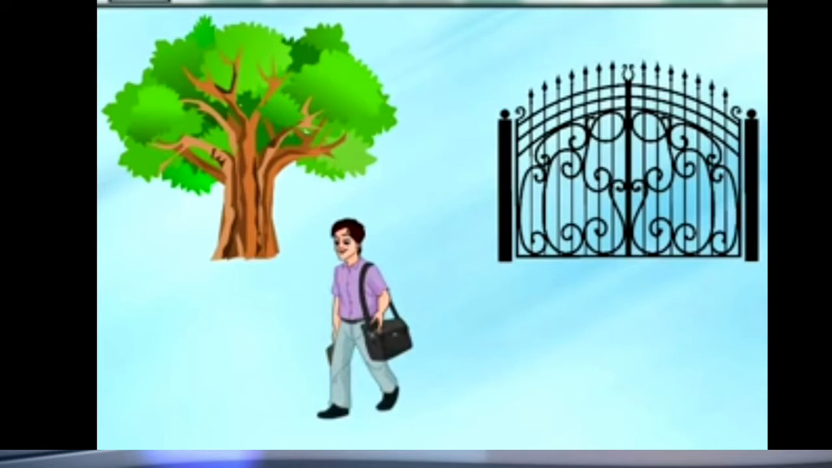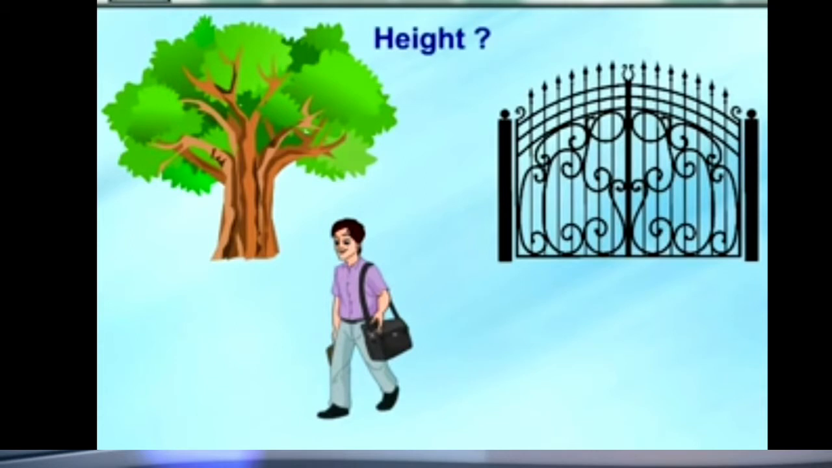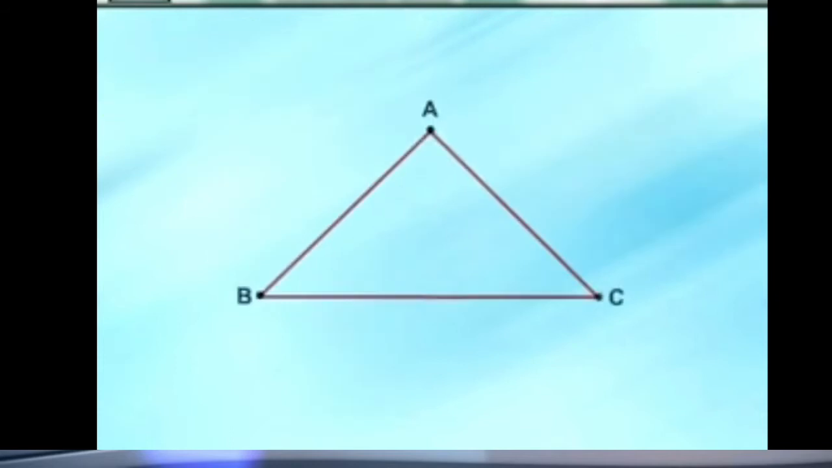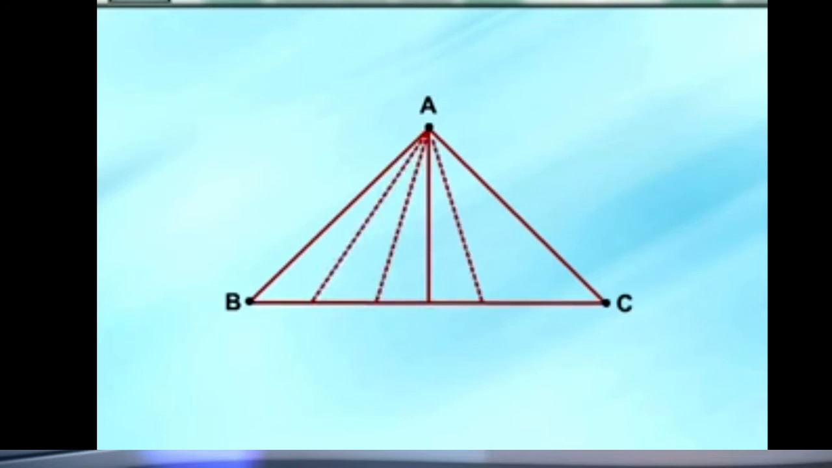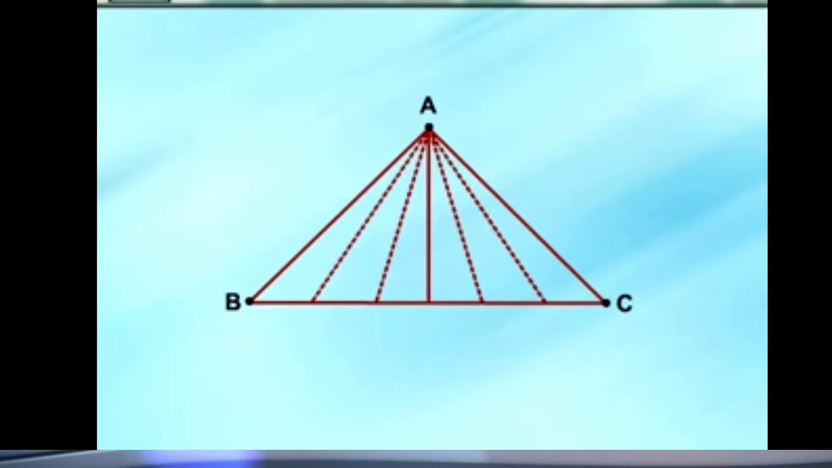Students, in our daily life, we have come across the word height. Now, how will we measure the height of these objects? We will measure the height of these objects from top to the base. Here, like this. Now, in case of triangle ABC, if we have to find out height, we will draw a line from vertex A to the base BC. But to the base BC, we can draw many lines. Now, which is the height of the triangle?